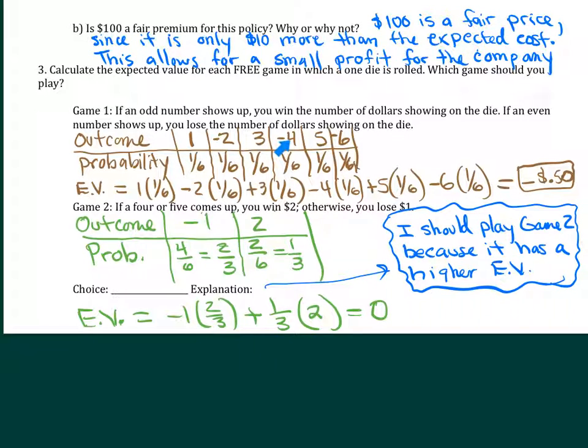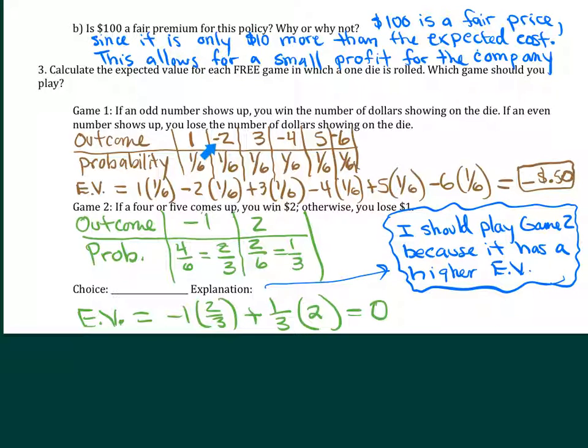If I roll a 4, I'm going to be losing $4, so that's negative, and that is a 1 out of 6 chance. If I roll a 5, because it's odd, I gain $5, and that's a 1 out of 6 chance. If I roll a 6, I lose $6, so that's negative because it's even, and that is a 1 out of 6 chance.